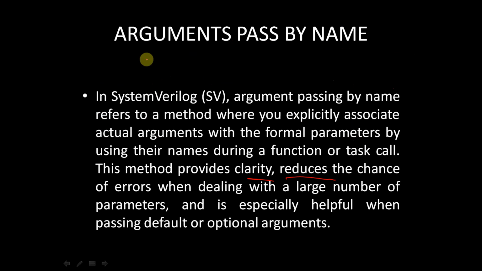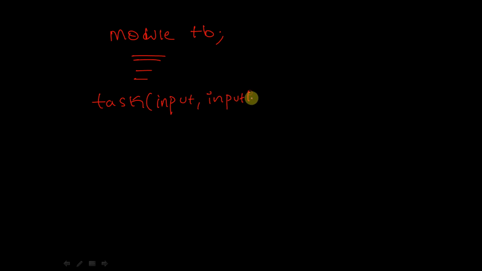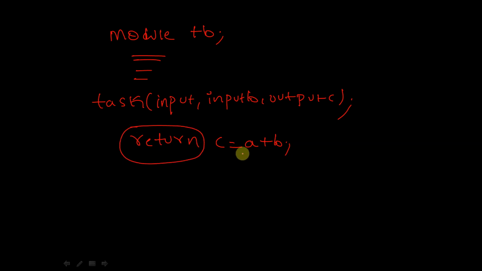Let's say we have a module tb, and we have declared a task with input a, input b and output c. These are the arguments of my task, and what I will do is return c is equal to a plus b. In SystemVerilog I have a keyword called return, which is used to return the values. So return c is equal to a plus b, I have written that, and end task.